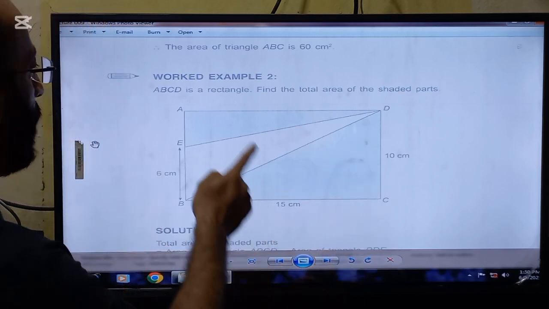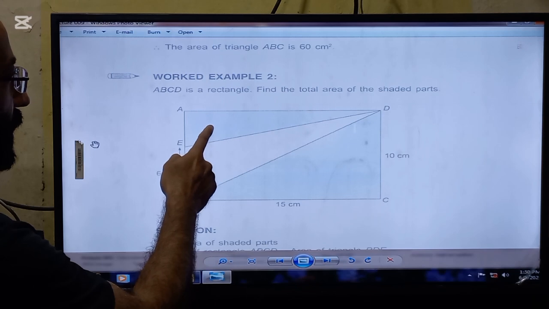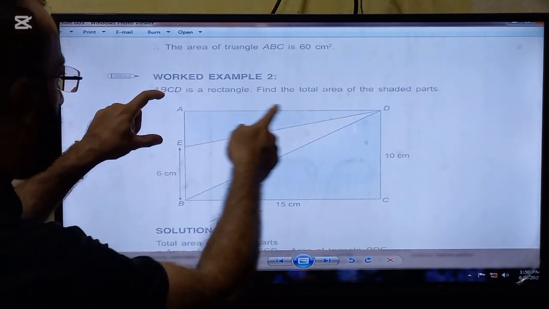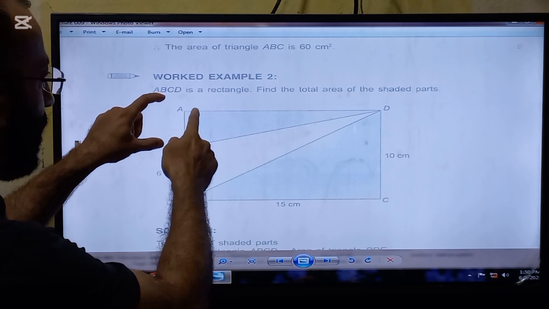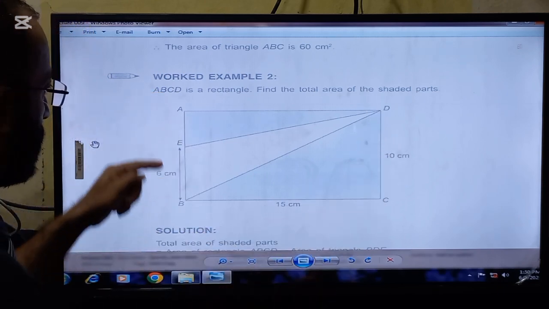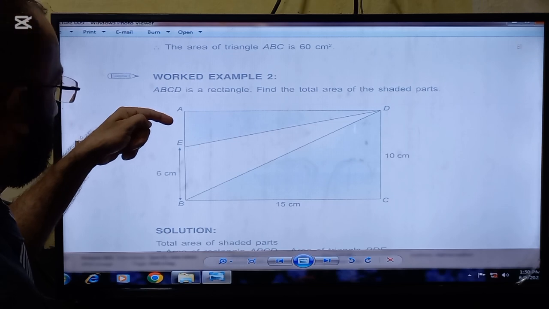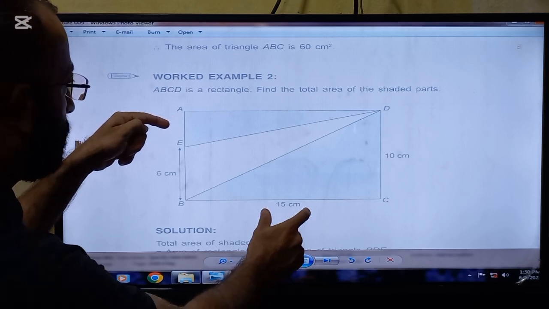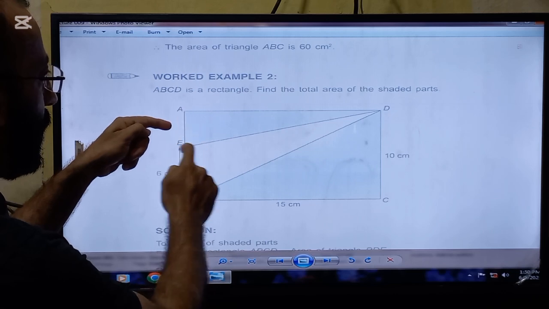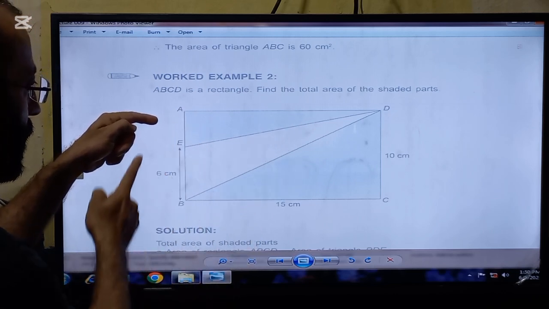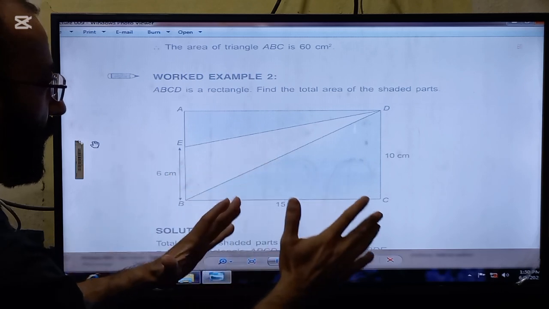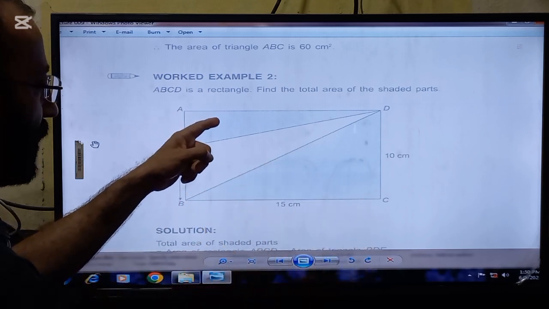So look. First, we are going to find the area of the triangle AED. So if this is base, this will be the height because this is perpendicular to it. In total, this is 10. This is 6. So this will be 4. This is 15. So this will also be 15. So the area of triangle AED will be 1 by 2 into 4 into 15. So this is the area of the upper triangle.